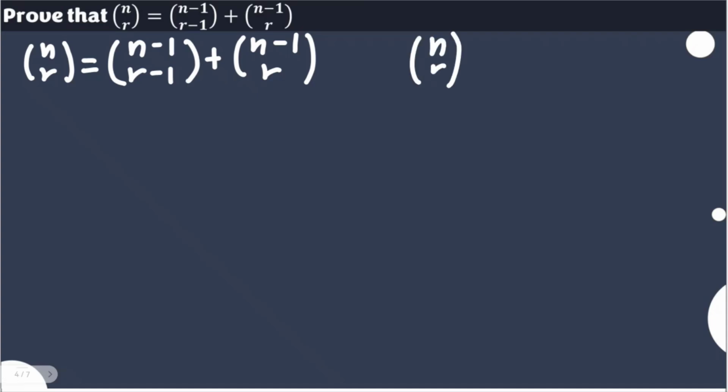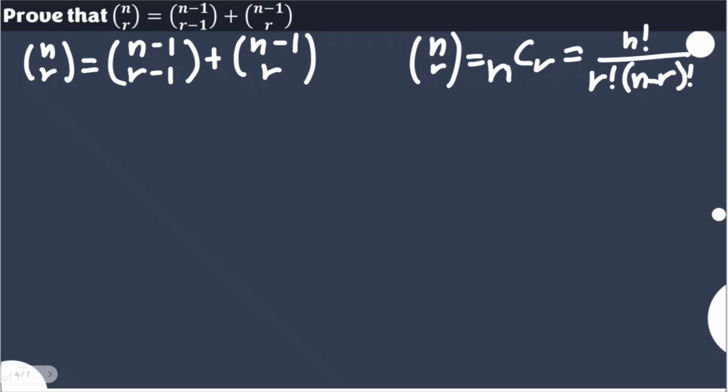When you say n combination r, it can be written as n factorial, where n is the number of elements in a set, over r factorial, where r is the number of elements to be taken from the set of n elements, times n minus r factorial. We have this formula which will be used later on as we try to prove this given identity. And by the way, again, this is called Pascal's identity.